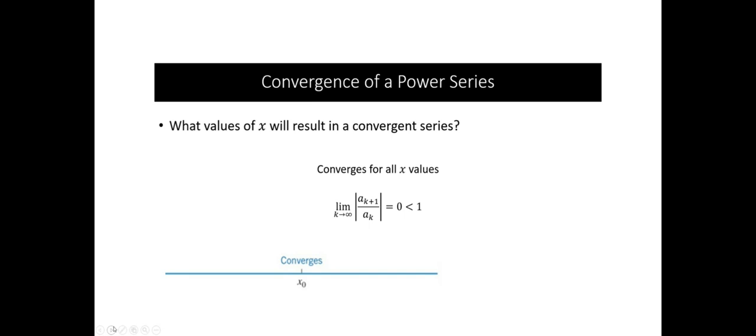And what this looks like on the number line is every single value on that line centered around our value x naught from the power series is a spot where the series would converge for that x value. And in terms of what the interval of convergence is, that'd be everything, negative infinity to infinity, and the radius of that interval is also infinity.